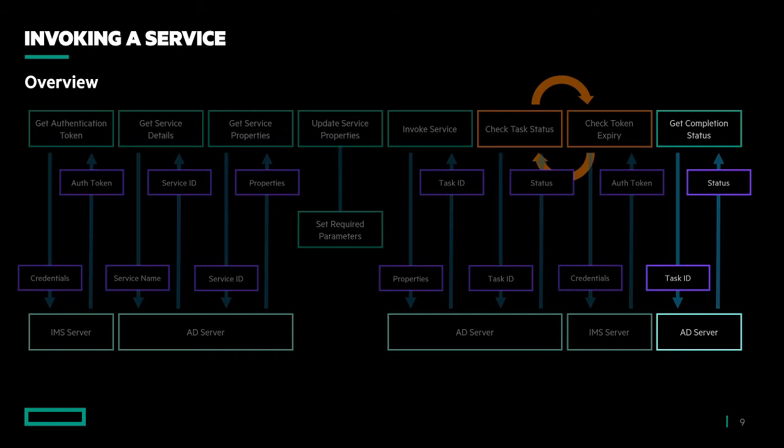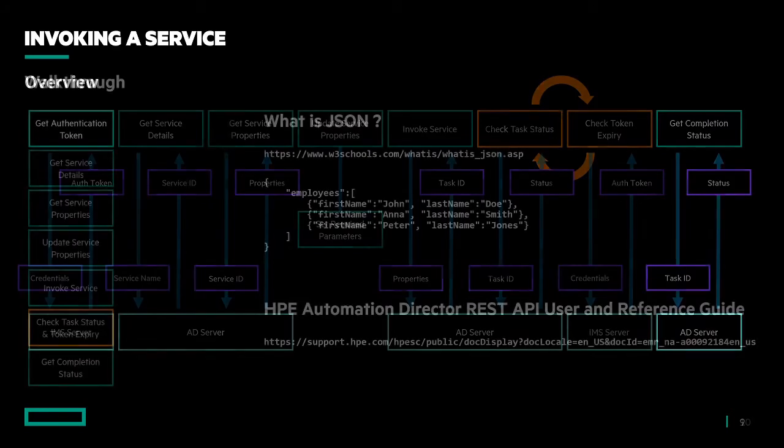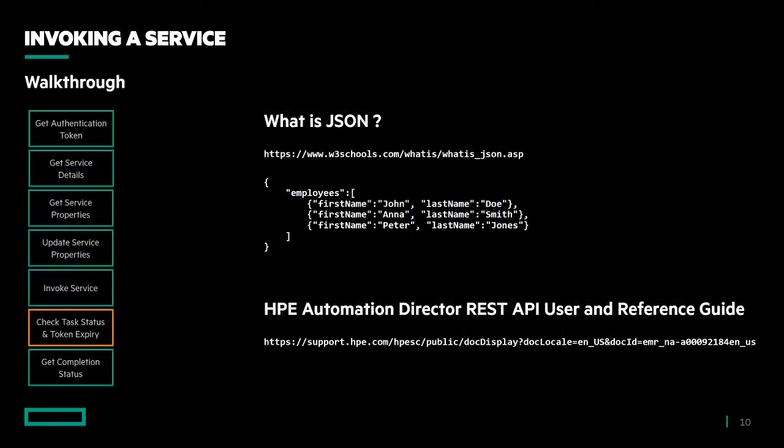As you can see, during the process we need to communicate with both the IMS server and the Automation Director server multiple times. Now let's take a closer look at each of the steps. But before we do that, just a couple of points to mention. It is intended that the information provided here will be sufficient for you to invoke an Automation Director service using whichever programming language you prefer.